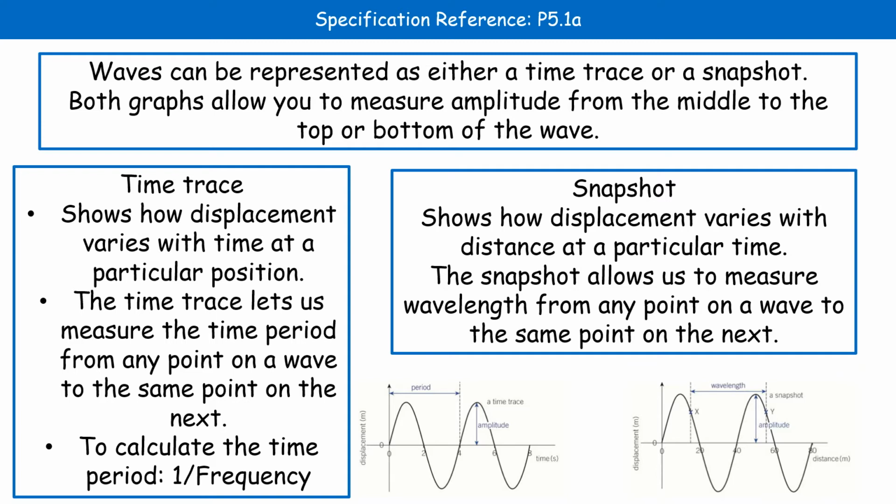And the way we know which type we've got is the label on the x-axis. So we can see the one on the left has got time on the x-axis, therefore that is our time trace. So the time trace just shows how displacement varies with time at any given point. Now, from the time trace, what we can do is measure the time period. One point on a wave to the identical point on the next. However many seconds that takes, that is our time period.